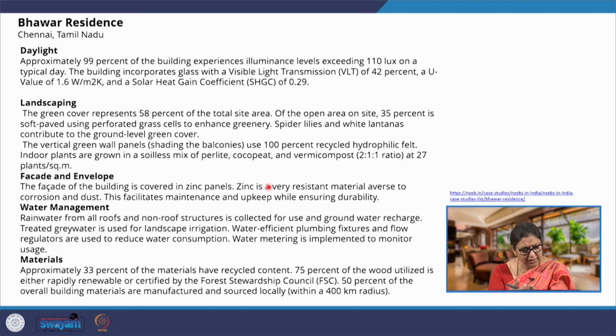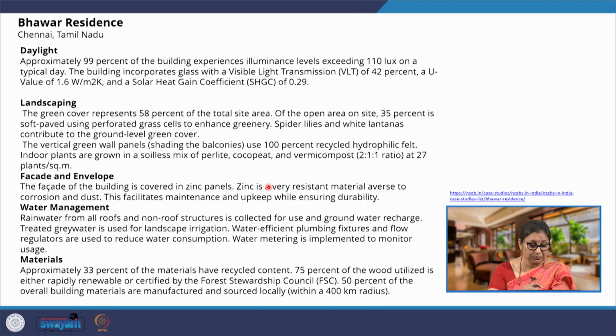Again, water management. They've gone in for rainwater harvesting, and again, the moment we are saving water, we are saving on pumping requirement, we are saving a lot of energy further. Then we are talking about materials. Though zinc has been used, other materials that have been used have recycled content.